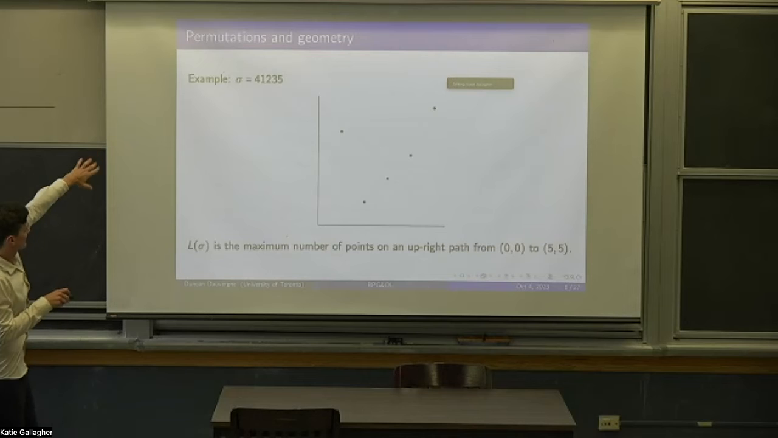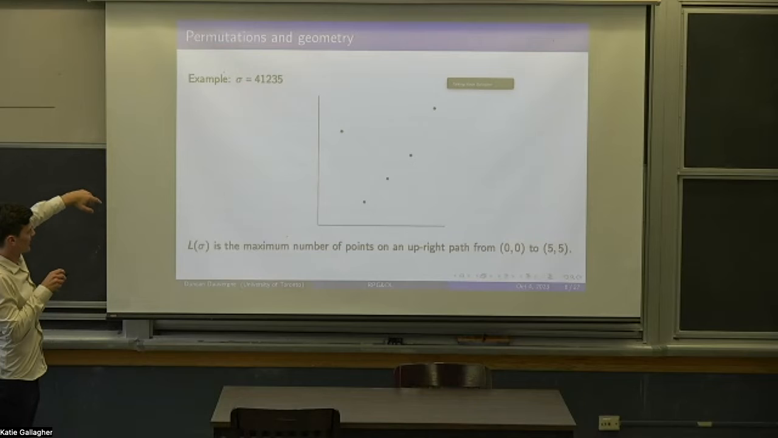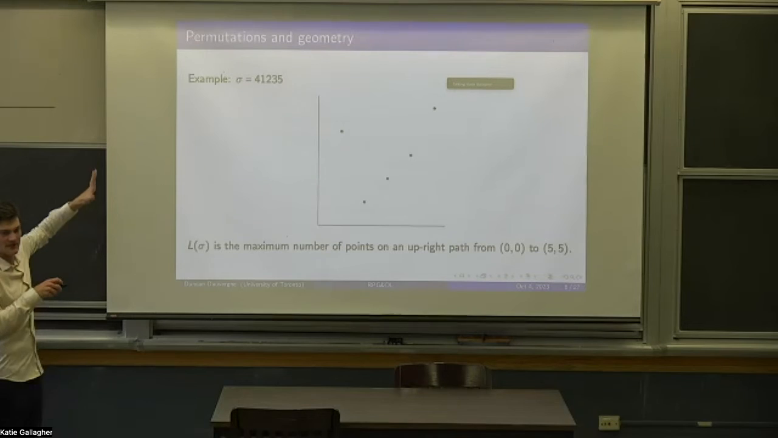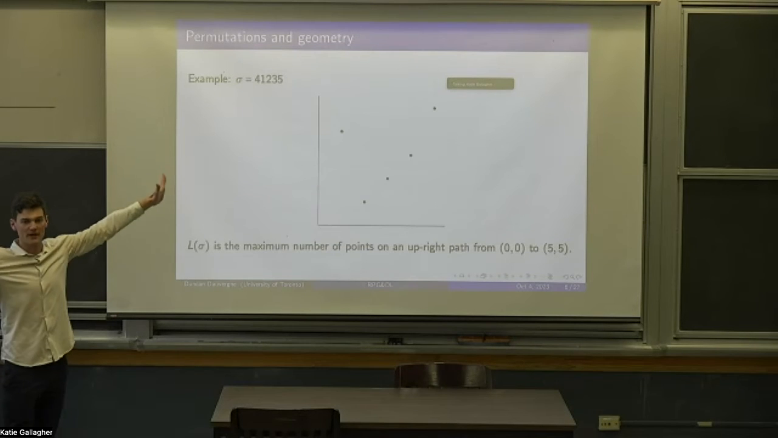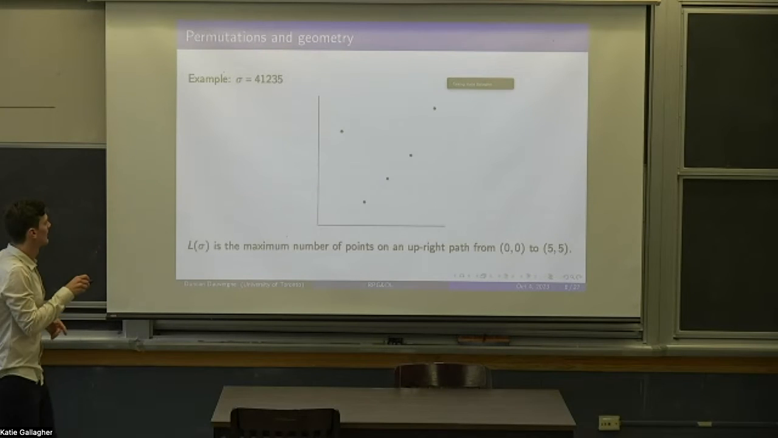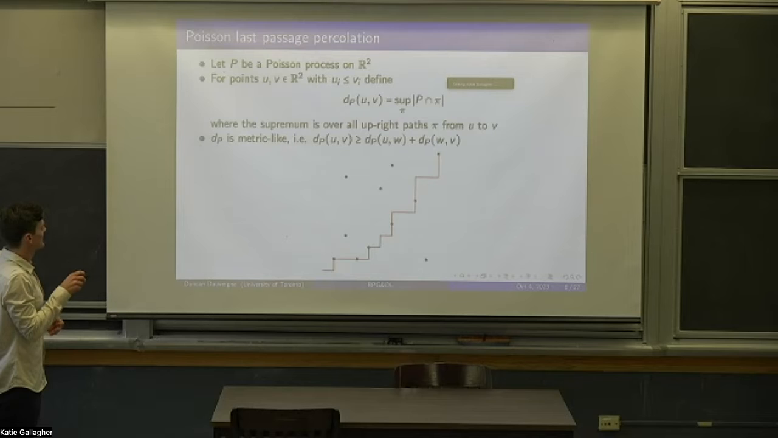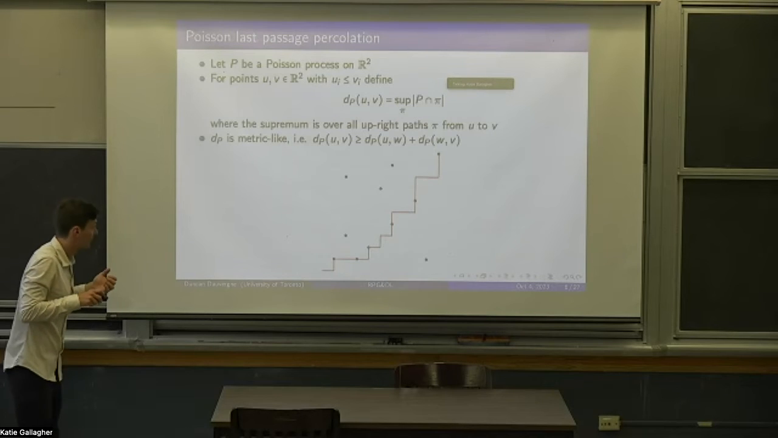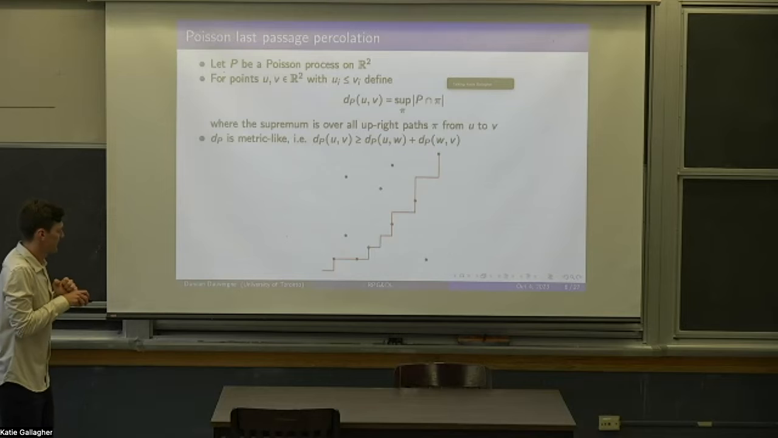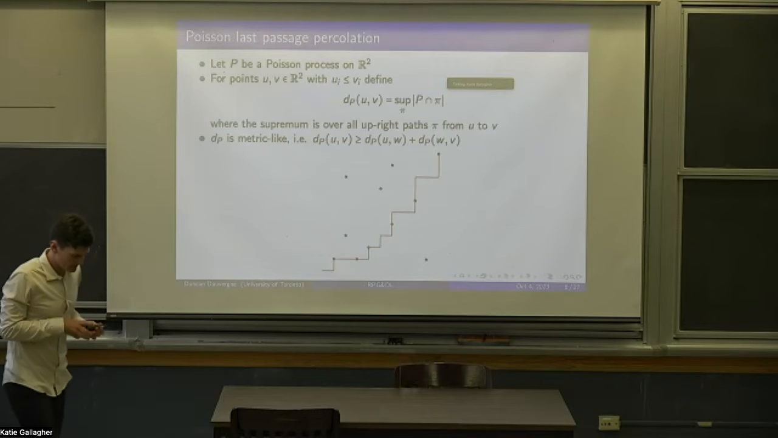Okay, so what Hammersley realized is that when sigma is chosen uniformly at random, you can actually put all of these longest increasing subsequence problems in one big framework. And the idea is to use a Poisson process on the plane. So what is a Poisson process on R2? If you haven't seen this before, I'll draw something here.